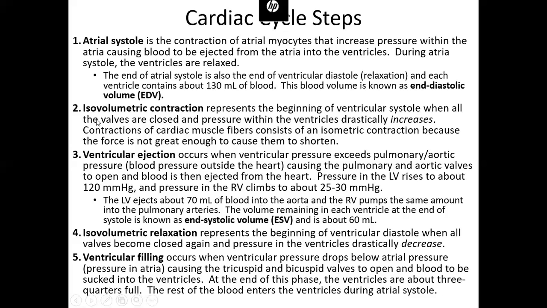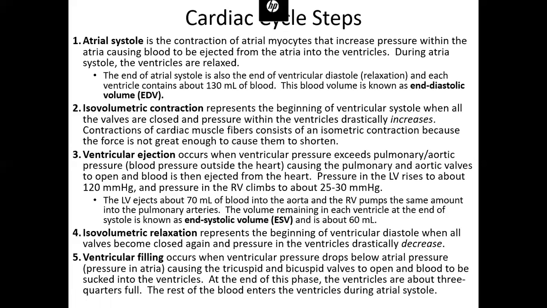Our left ventricle ejects about 70 mils of blood into the aorta. The right ventricle pumps about the same amount, which means of that 130 mils that we originated with, we only dumped out a little over half, which means that we've got about 60 mils left, because 130 minus 70 equals 60. That volume is called the end systolic volume, because it's the volume of blood at the end of systole. At this point, what we need to do is drop pressure drastically so that we can really start to set the stage for returning blood back to our ventricles.